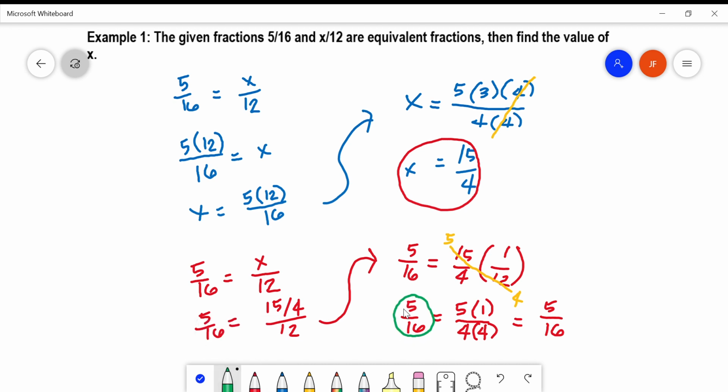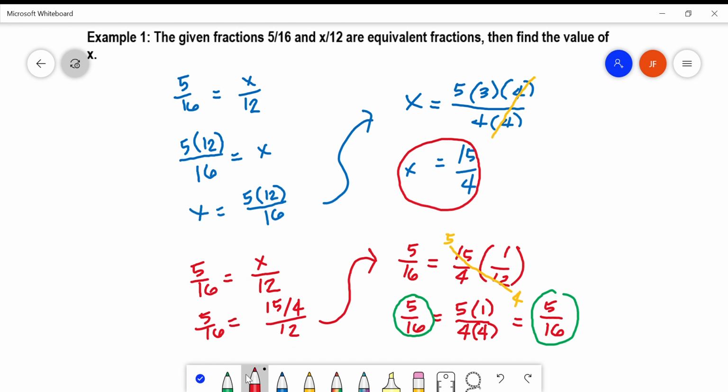that after substituting or replacing the value of x, which is 15 over 4, the equation becomes true. Why true? Because it balances after substituting the value of x. So therefore, the value of x we are looking for in this example is 15 over 4.